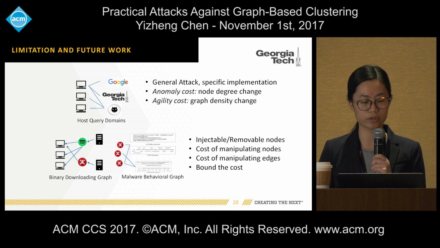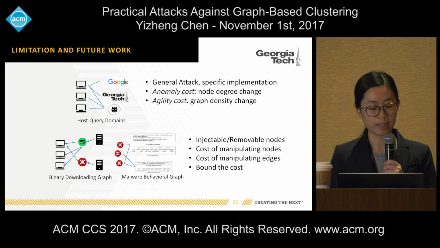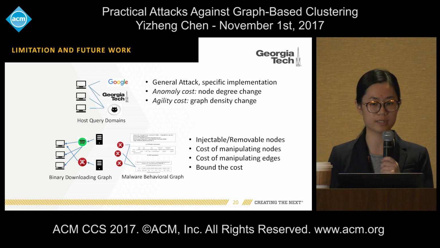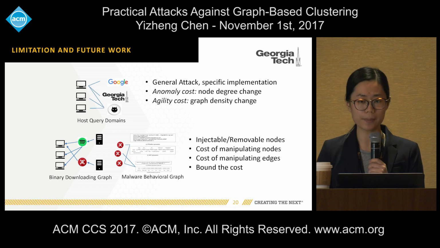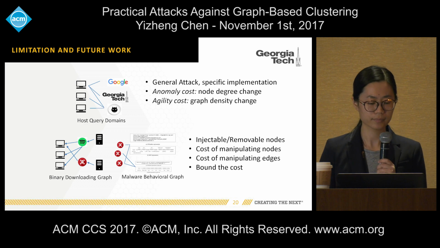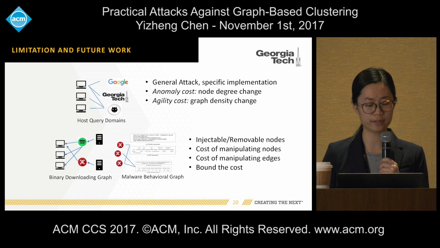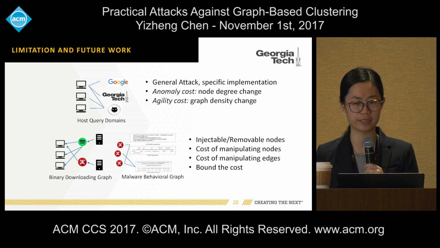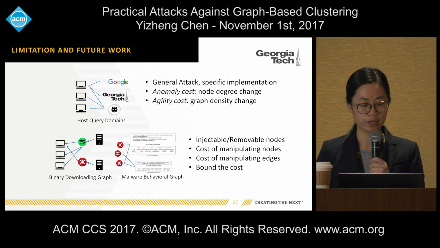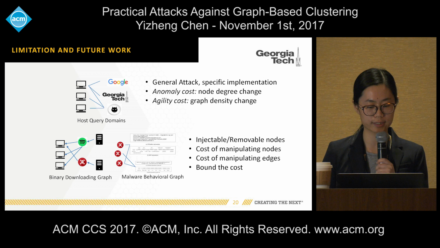However, in other types of security graphs, the set of injectable and removable nodes varies. In addition, there may be additional costs of manipulating the nodes and edges themselves. For instance, if we think about a spam email case, it's hard for malware not to do the read system call if it wants to send a spam email. So we need to add additional cost analysis in order to generalize the adversarial analysis. It is also a worthwhile direction to try to bound the cost if we try to generalize these attacks.